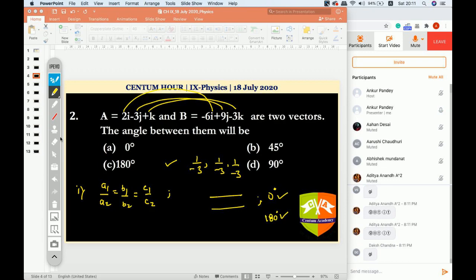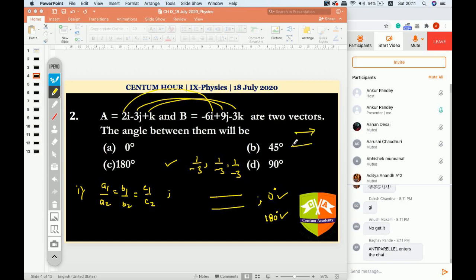Could you explain it once again? If you want, proportions give you a sense of parallel. But as this is negative proportional, they will not be parallel, they will be anti-parallel. And the angle between anti-parallel vectors is 180 degrees.